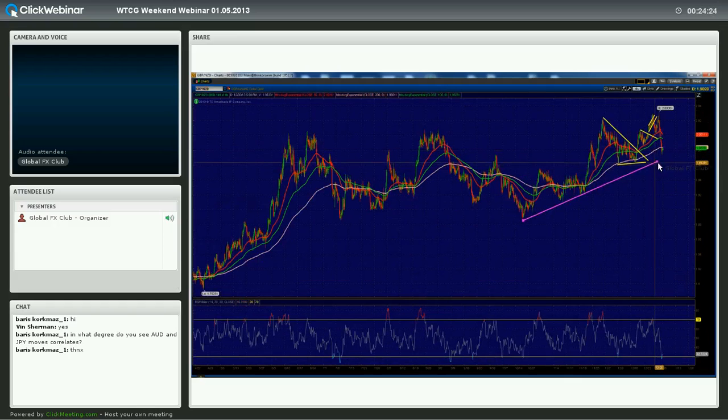I would like to see pound Kiwi test this trend line, which would be about 197.50. If we get down to about 197.50, so about 80 pips lower, it might be a nice opportunity to try to buy pound Kiwi. So the general theme seems to be for pound pairs, buy a little bit lower.